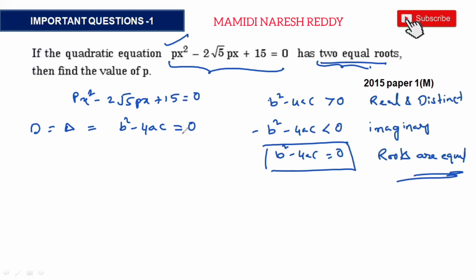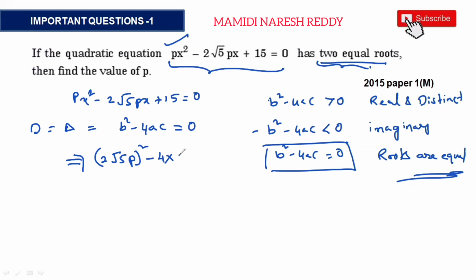Now b square minus 4ac. Here b is nothing but the coefficient of x. Let us substitute: b square is equal to 2 into root 5 into p, whole square, minus 4 into a, where a is nothing but the coefficient of x square.